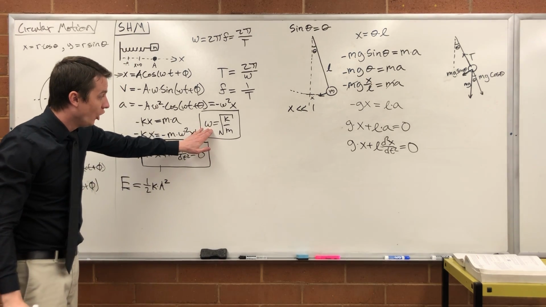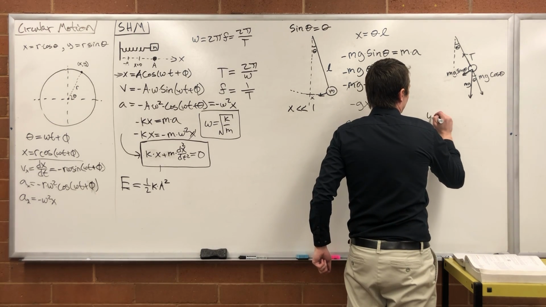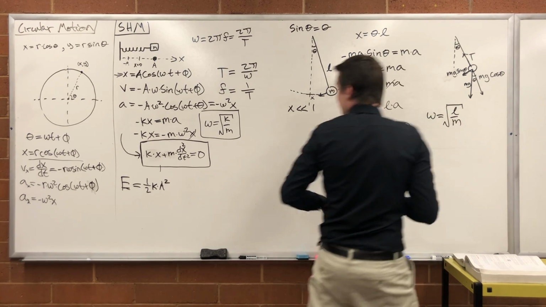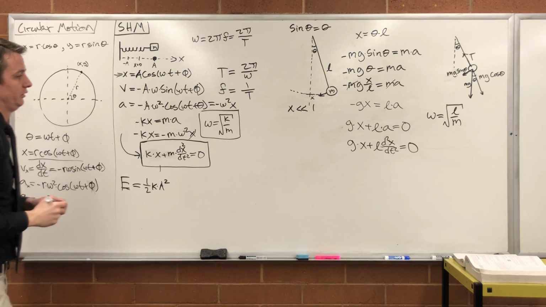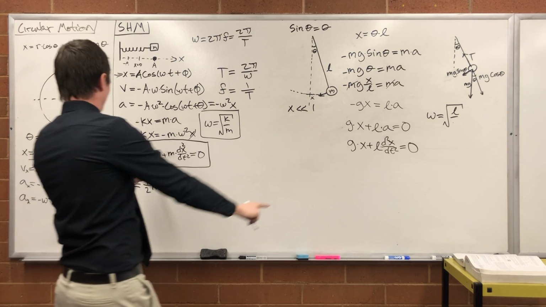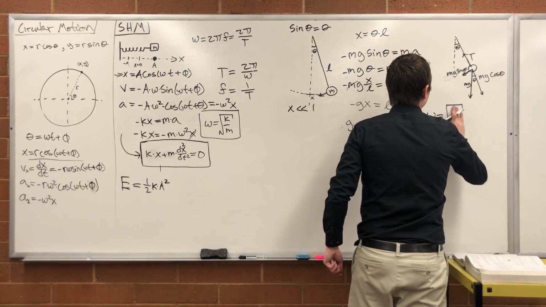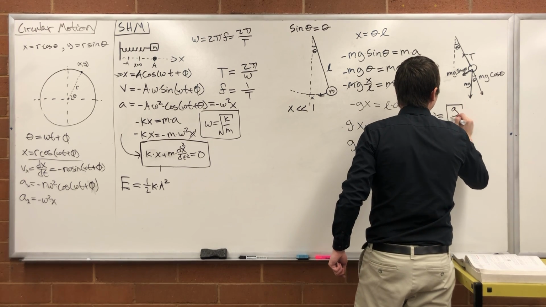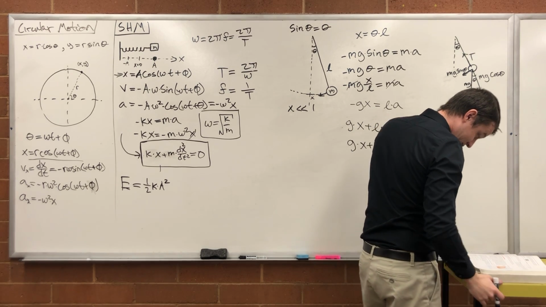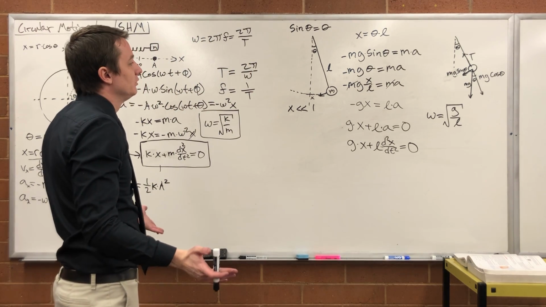The only difference now is omega. Rather than equaling the square root of k over m, what's omega going to equal over here? It's not k, but L over m? Is it L? No, there's no m. You canceled out the m. It's going to equal G over L. Let me check the book. Yeah, there we go. Square root of G over L is our omega. And everything else is the same.